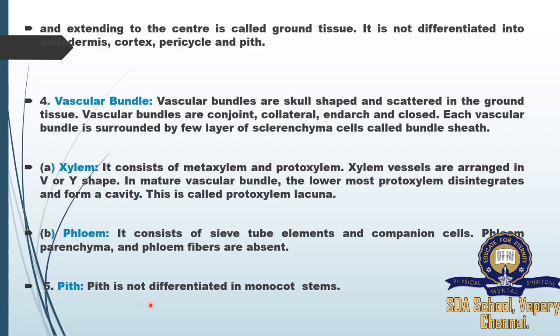Pith. Pith is not differentiated in monocot stems. But in the dicot stem, pith is differentiated. In pith we only have a space inside it. In a dicot stem, pith acts as a storage of food. Here in the monocot stem, pith is absent.